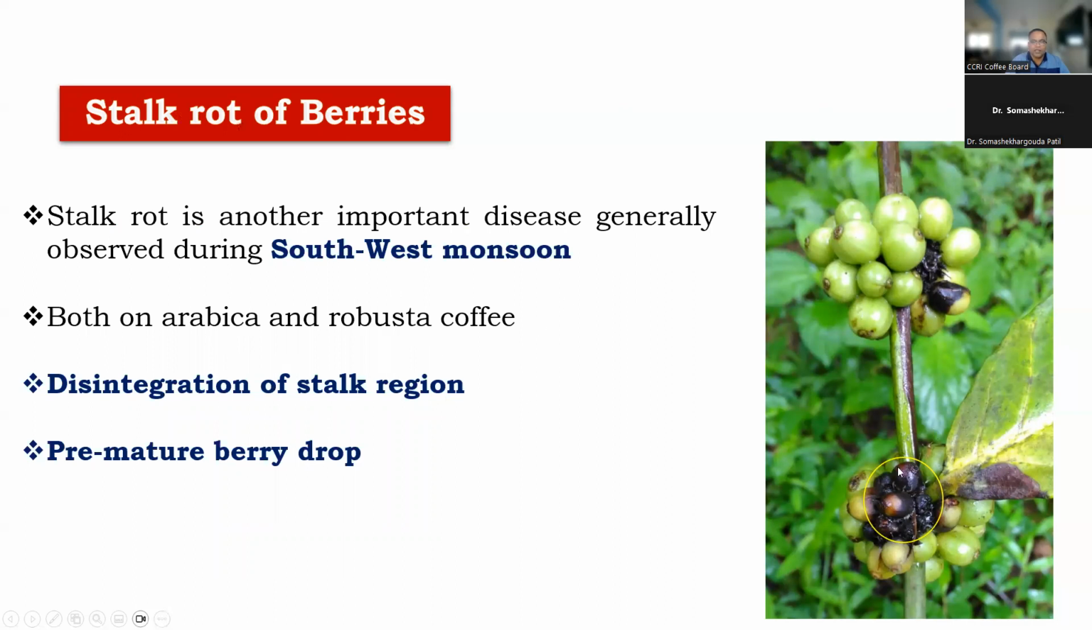Here there is a disintegration of the stalk region, and then premature fruit drop is seen. Due to this, the infection starts in the stalk region, hence the word stalk rot. Such infected berries will drop off, and only the stalk will remain on the branches.